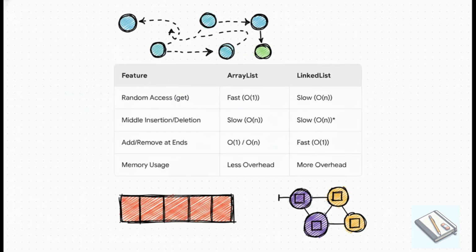Now let's zoom in a little bit, because that little asterisk next to linked list insertion is really important. Yes, the final step of swapping the pointers is O(1), but you first have to get to the place you want to insert, and that part is an O(n) operation. You still have to traverse the list. Also, check out the memory usage. All those extra pointers in a linked list add up, creating more overhead.